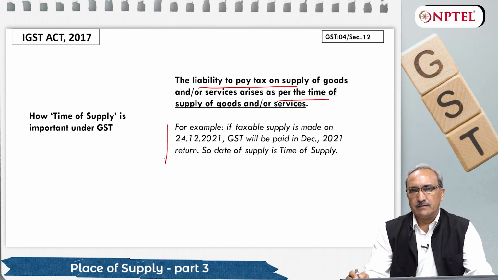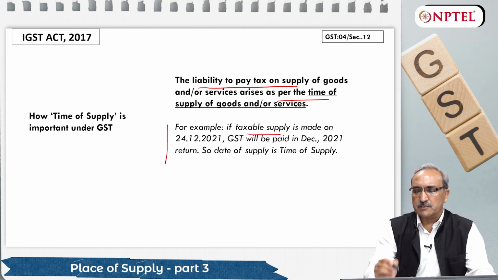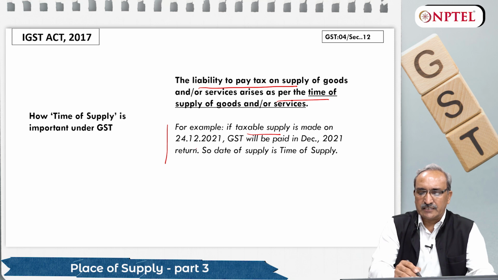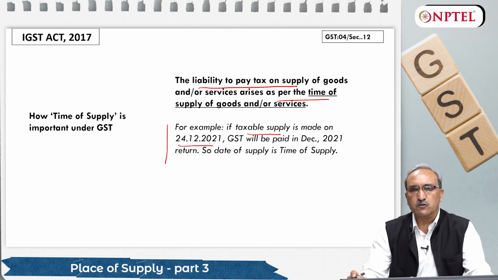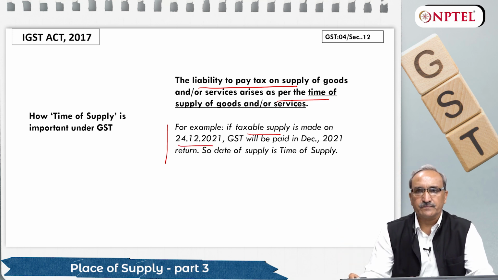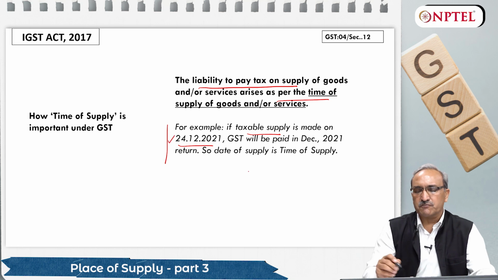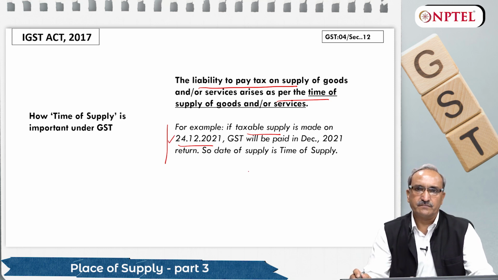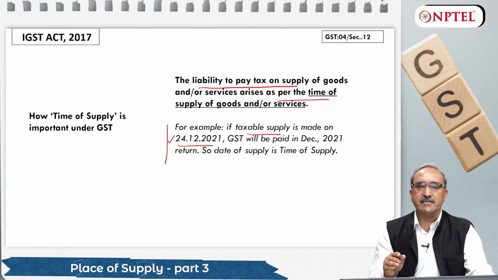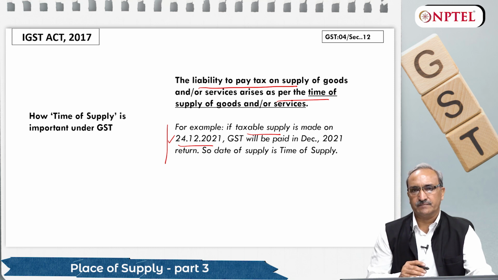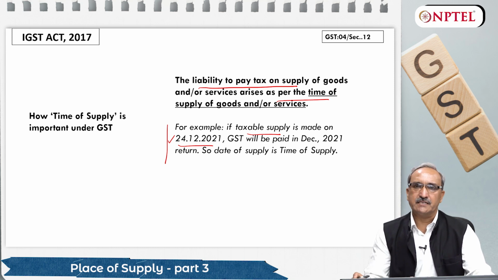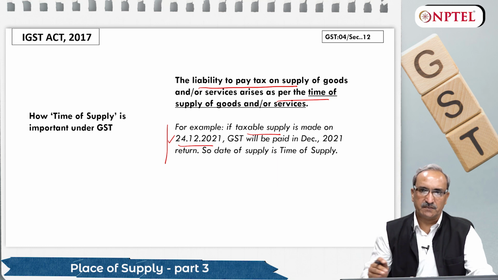Let's take an example. If there is a taxable supply and it is supplied on 24th of December 2021, then this supply is made during December 21. So this date is the time of supply of tax. When an invoice is raised and goods have been supplied, that particular date is the time of supply. So accordingly tax will be paid as per the provisions of GST.